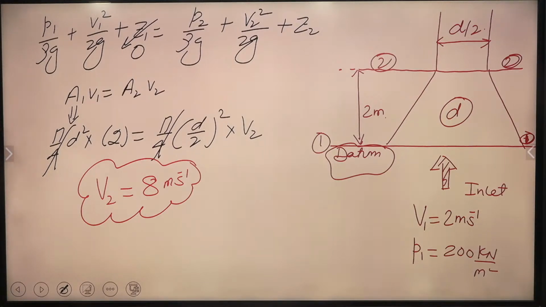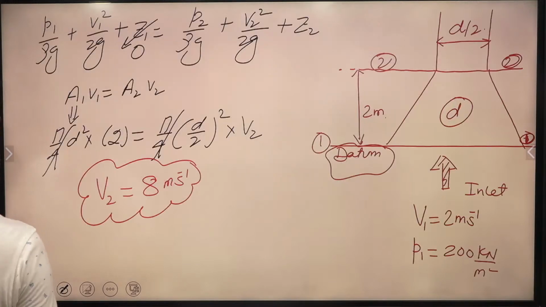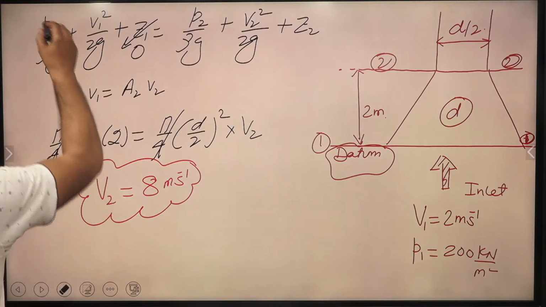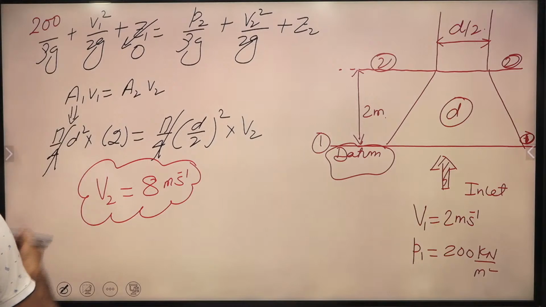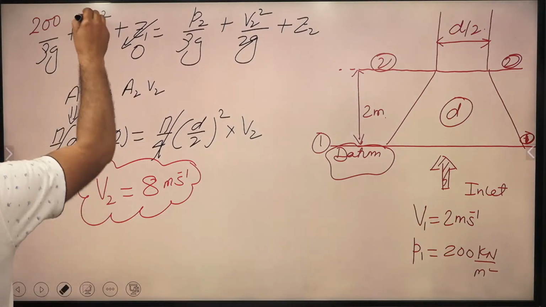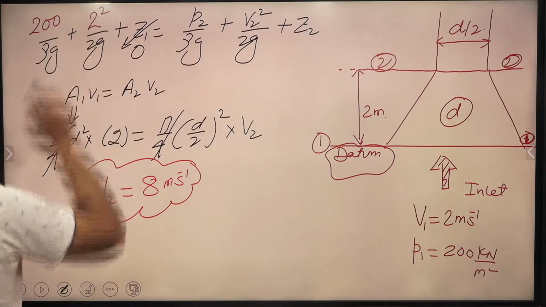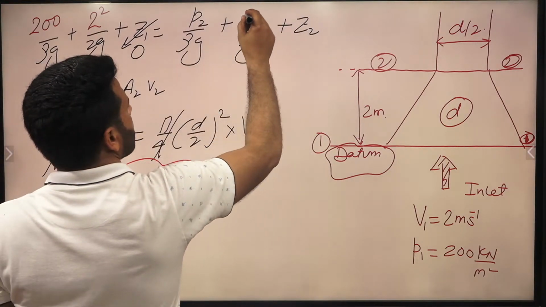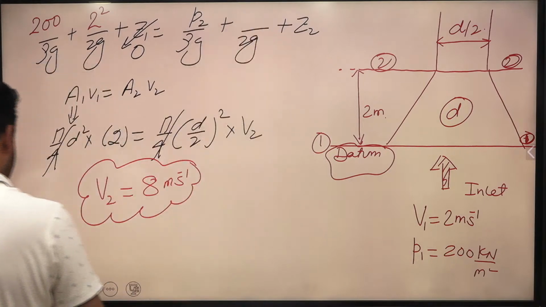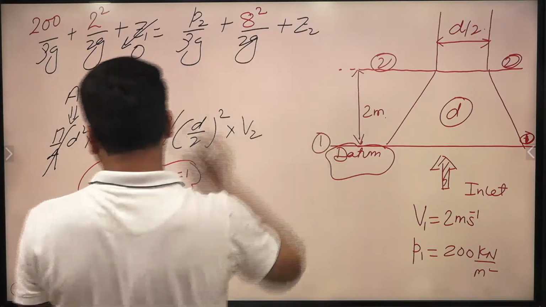Okay, V2. Fine. So he's asking about the pressure at the exit of the contraction. He's asking about the P2. So just put here, P1 is what? P1 is 200. Fine. Rho g, I am leaving it as it is. V1 is given in the question, 2 meter per second. So 2 square. P2 we have to calculate. V2 we just calculated now, 8. So 8 square upon 2g, and Z2 is 2 meter.